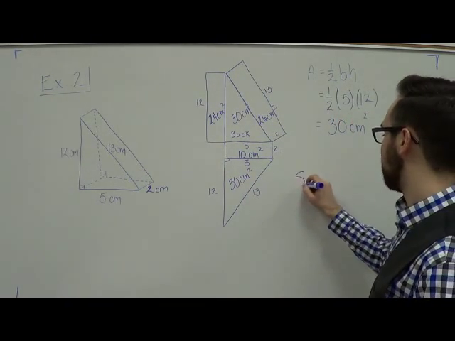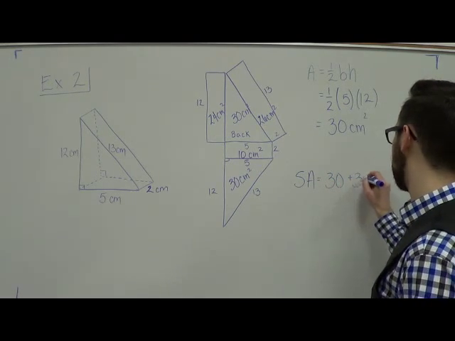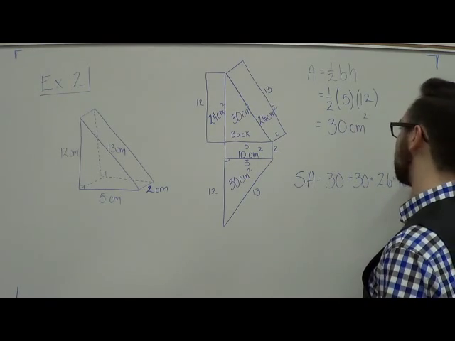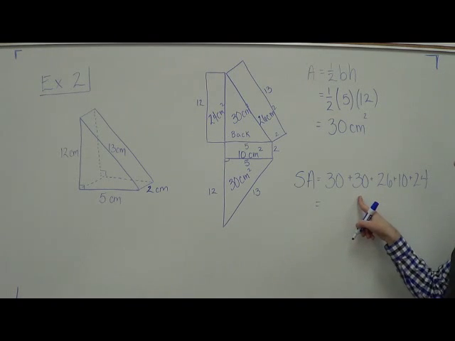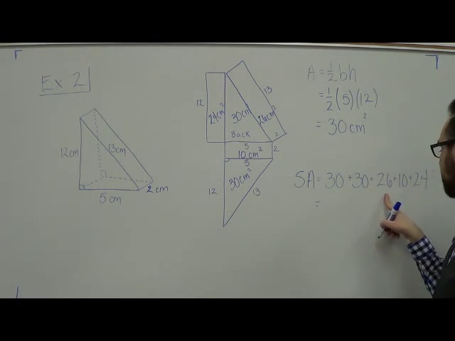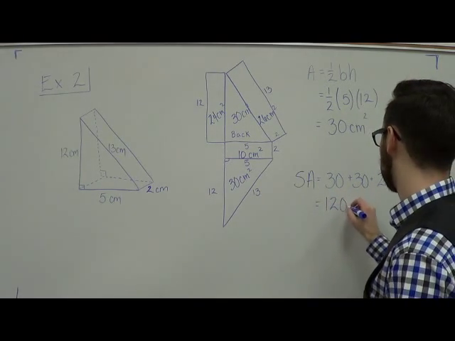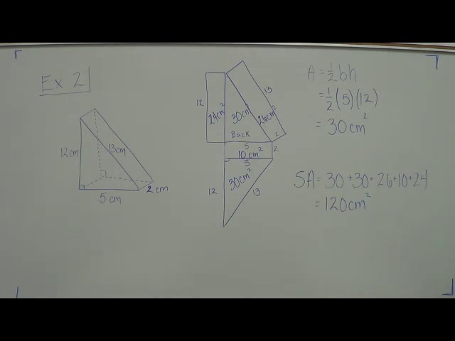So when we add all of those up to get the total surface area, we end up with 30 plus 30 plus 26 plus 10 plus 24. So when I add all those up, we end up with 30 and 30 is 60. 26 is going to give us 86, 96, 120 square centimeters. And again, we're in square centimeters, even though it's a three-dimensional figure, it is still area. So you're still measuring it in square centimeters.